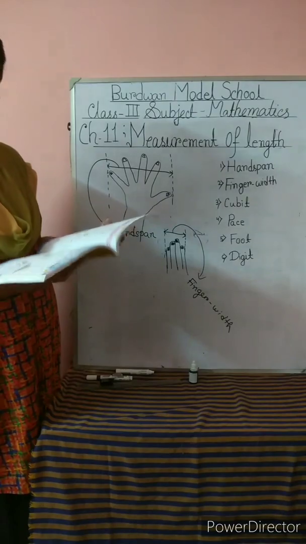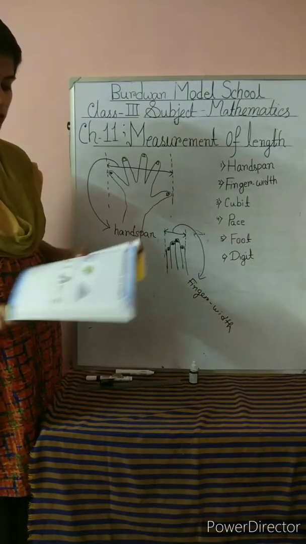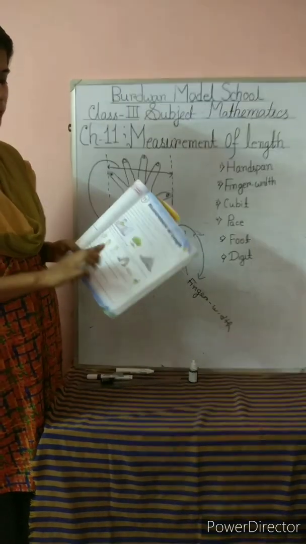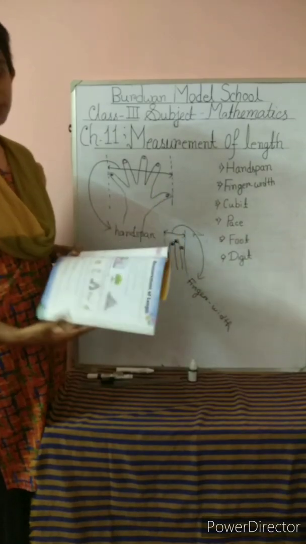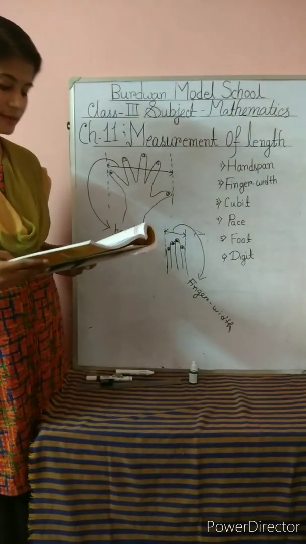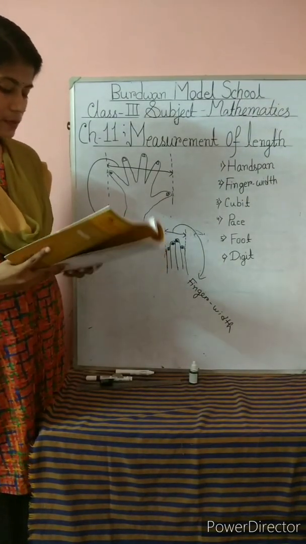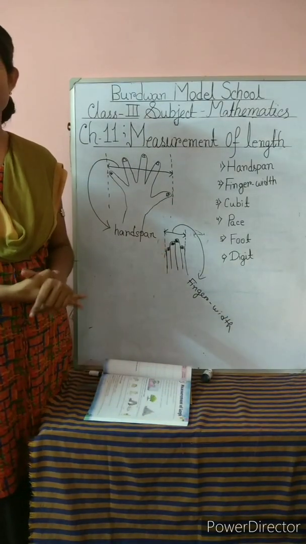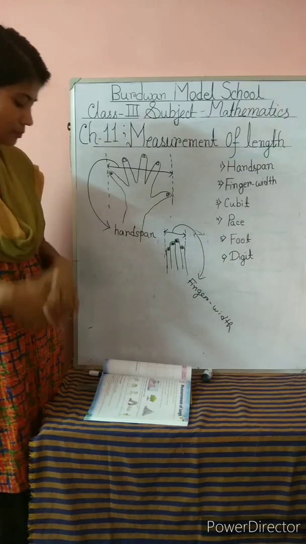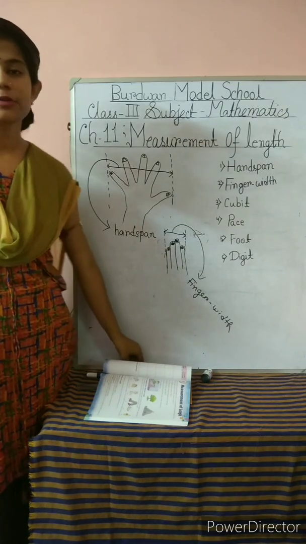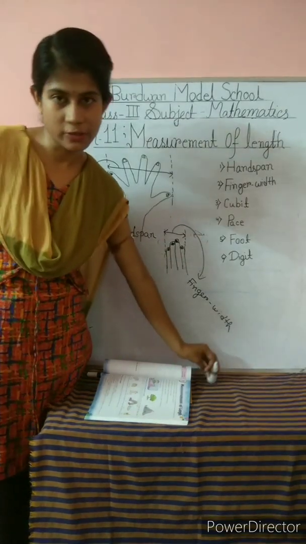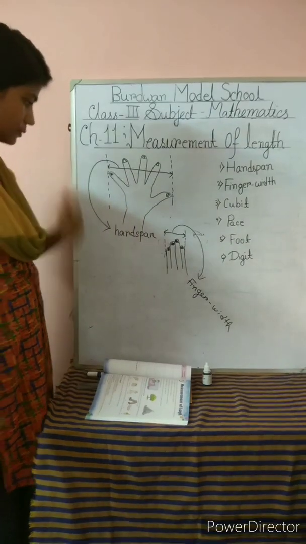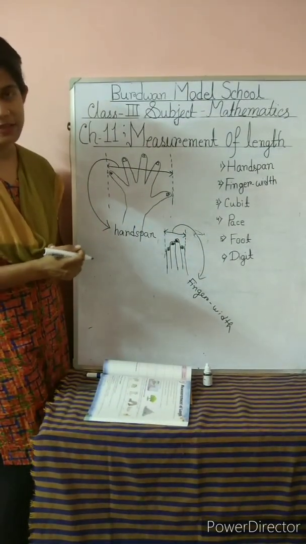In the same way, you can also draw the cubit. In your book, the pictures are given. You just see this and then draw. Now, see what the standard unit of length is. The standard unit of length is meter. The standard unit of length is meter.